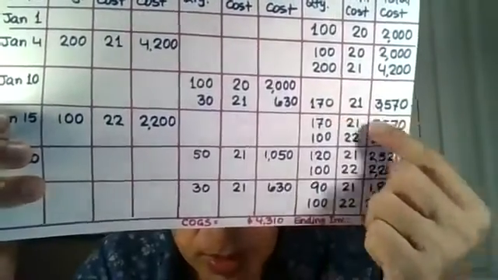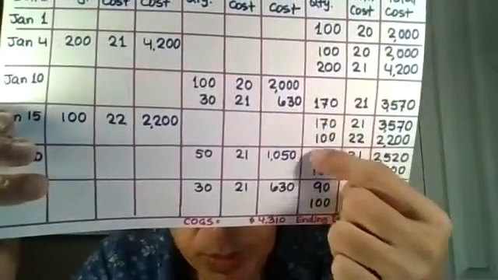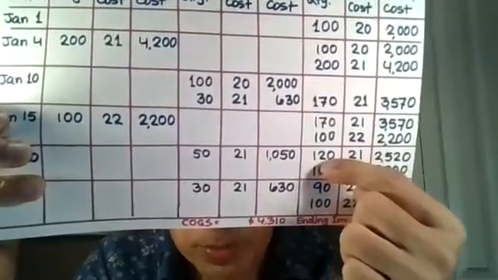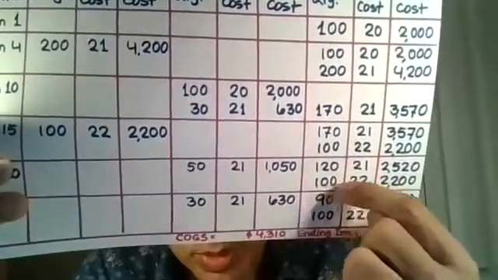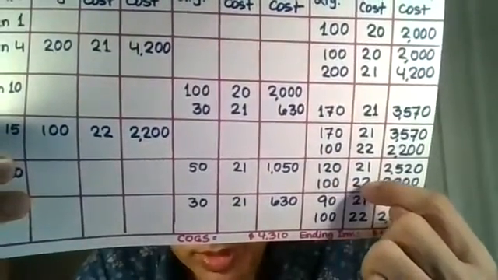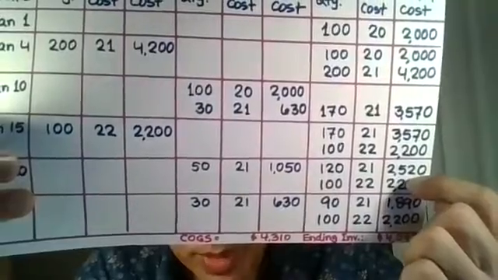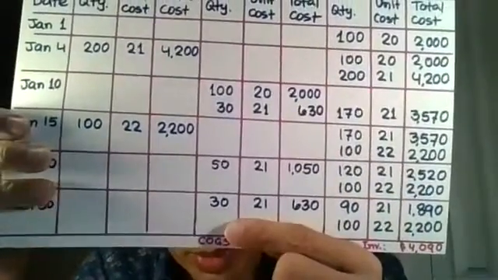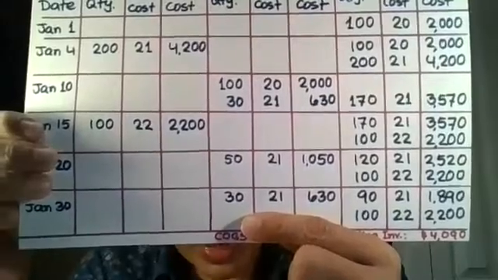See, this was the oldest layer now. So if I have sold 50 units from there, I'd be left with 120 units at 21, and then all these newest ones are still there, 100 units at 22. This is just the multiplication product of it. And then a final sale of 30 units, another sale. For now, this is going to be the final 30 units.